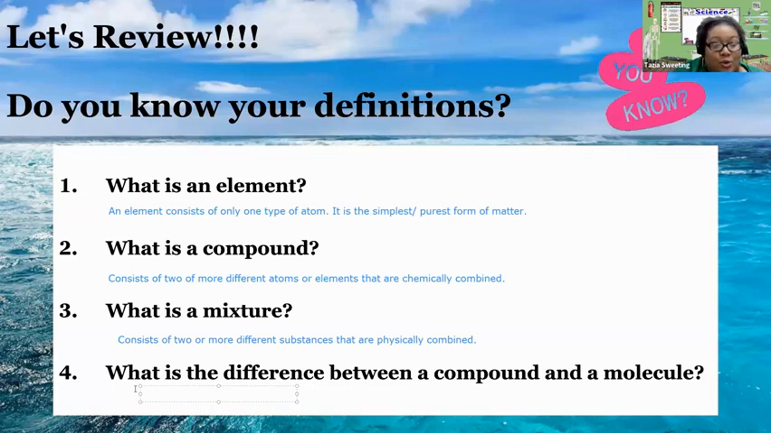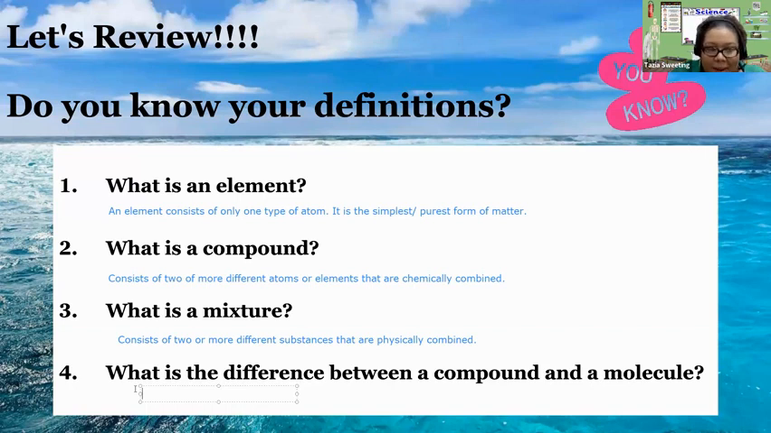Two atoms or two elements chemically joined together. It can be two of the same elements or two of the same atoms, or it can be two different elements or atoms that are chemically joined together. Okay, so with molecules, you can have two of the same. So you can have two oxygens chemically joined together, or you can have two different elements chemically joined together.